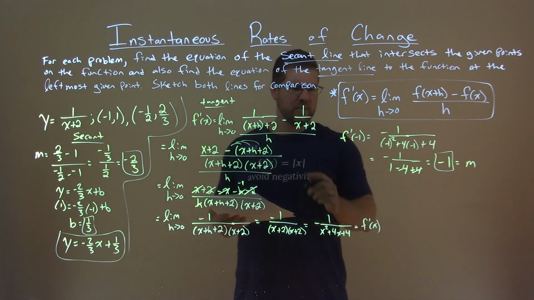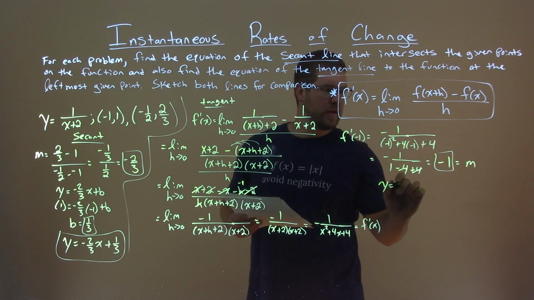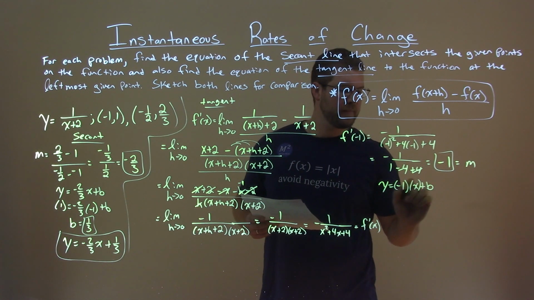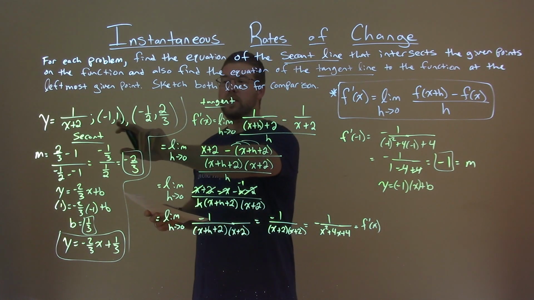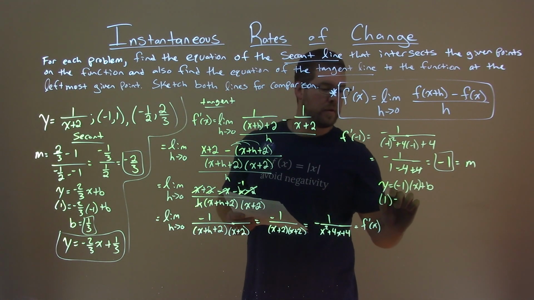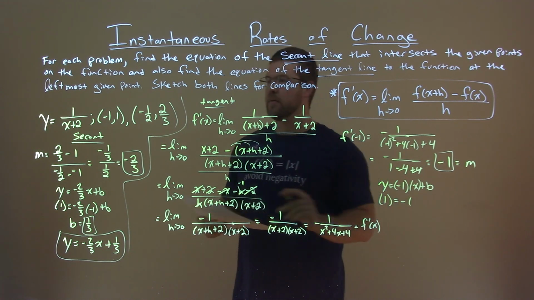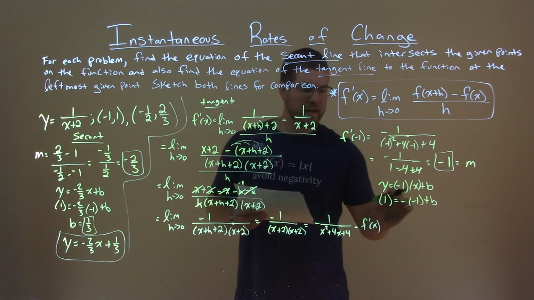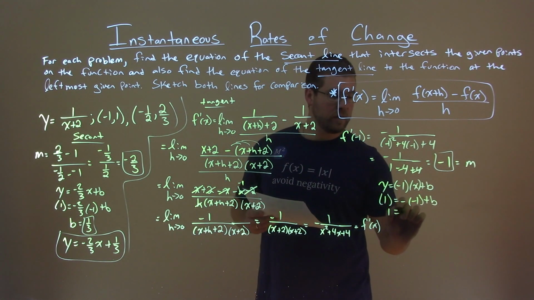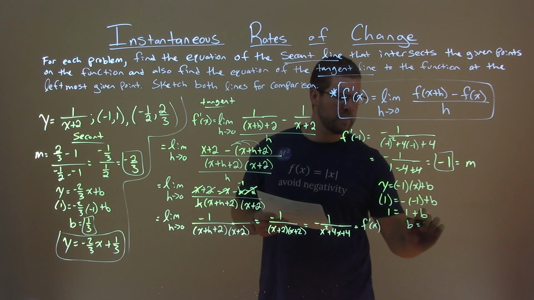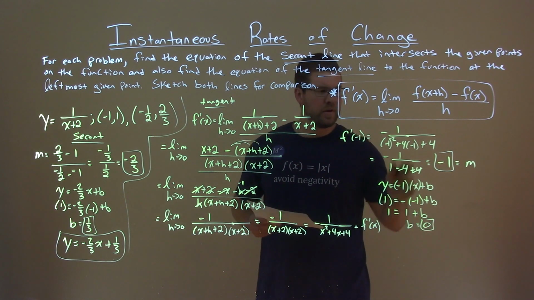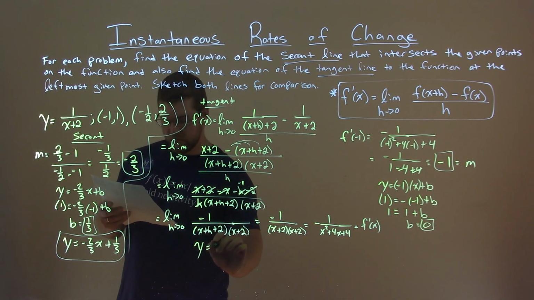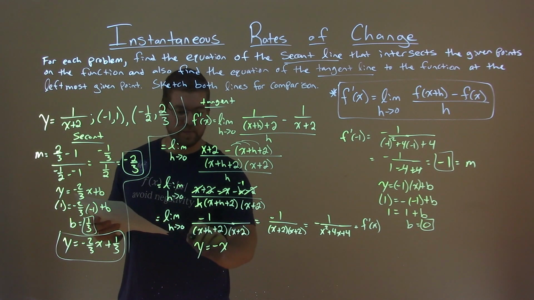Well, we have to find the b value just like we did before. So we have y equals our m value, negative 1, times x plus b. Our y value from the first point is a positive 1, equals negative 1 times our x value at the first point, negative 1, plus b. The negative times the negative is a positive, so we have 1 equals 1 plus b, and b equals 0. So our b value is 0, our m value is negative 1, so we can write the equation of the tangent line as y equals just negative x, without the plus b.